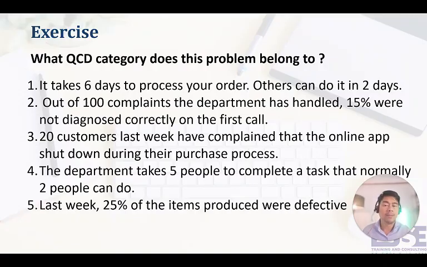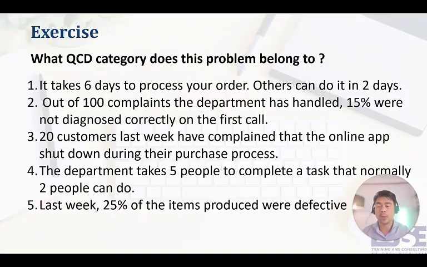Number 4: the department takes 5 people to complete a task that normally 2 people can do. This is more of a cost type of problem, because if you're paying 5 people instead of 2, then you're passing that cost to your customers. This is a cost challenge.